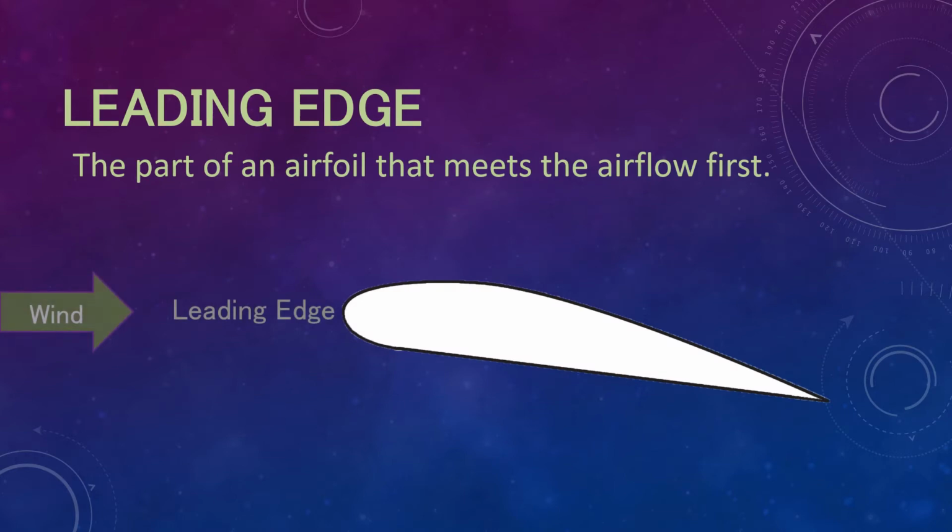So let's look more at the parts of an airfoil. The leading edge is the part of any airfoil that meets the airflow first. Remember that an airfoil is any surface that provides lift when air passes over it. But you'll usually think of the leading edge as the front of the wing or the front edge of the propeller.